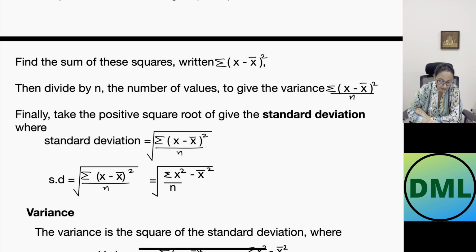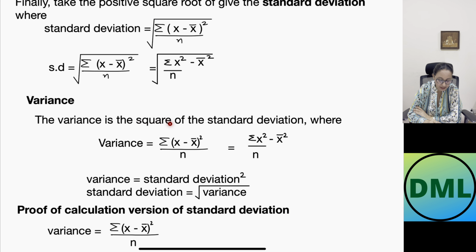Standard deviation can also be written as root of sigma x square over n minus x bar square. These both values are the same. We will see the proof of this at a later stage. Variance is the square of the standard deviation. If you square this, you will get sigma of x minus x bar the whole square over n. This is the value for the variance. In the same way, it can be written as sigma x square over n minus x bar square. Variance is equal to standard deviation square. Standard deviation is equal to root of variance.